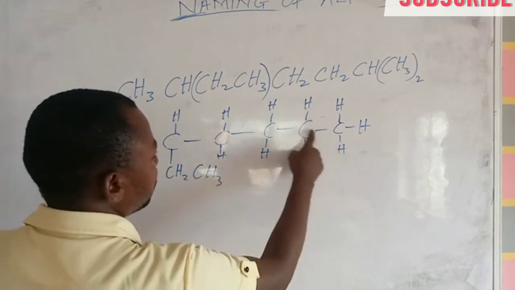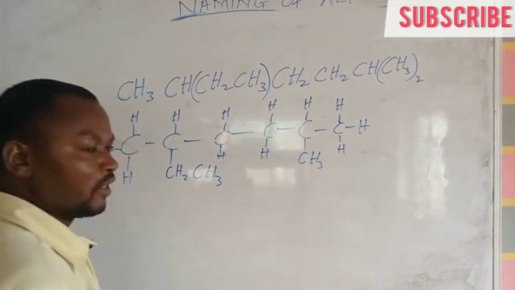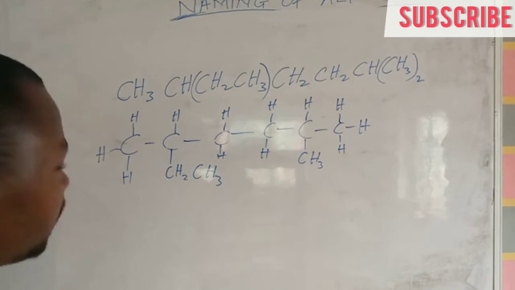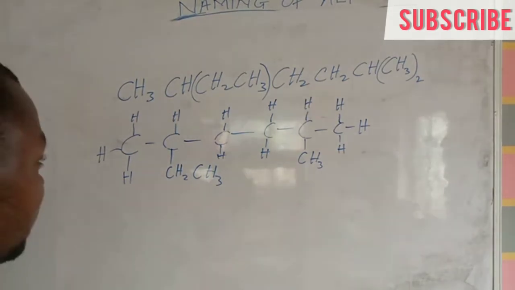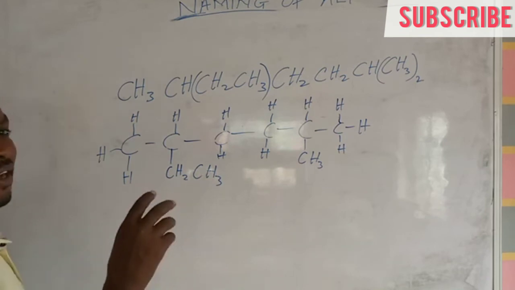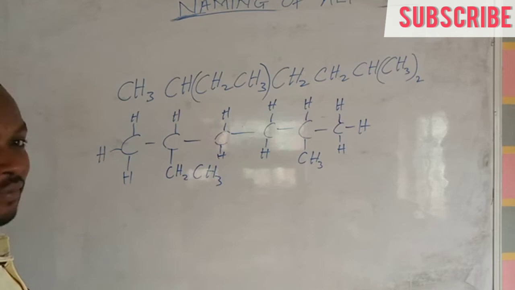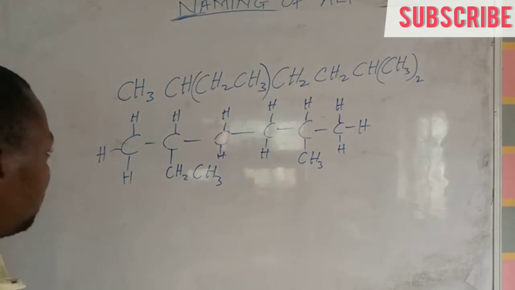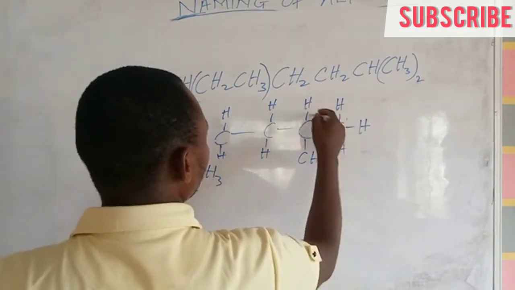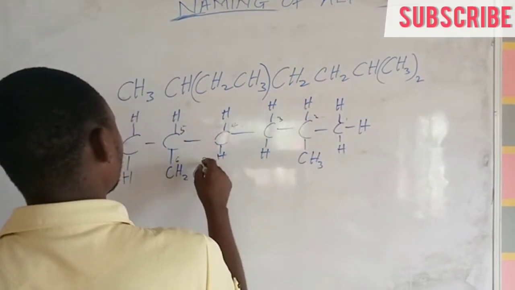Take it like 1, 2, 3, 4, 5, 6, 7. So the name of this compound, the parent name is heptane. The parent name is heptane because the number of the highest carbon in the chain is 7, going by the path name. So when we count, I have 1, 2, 3, 4, 5, 6, 7.